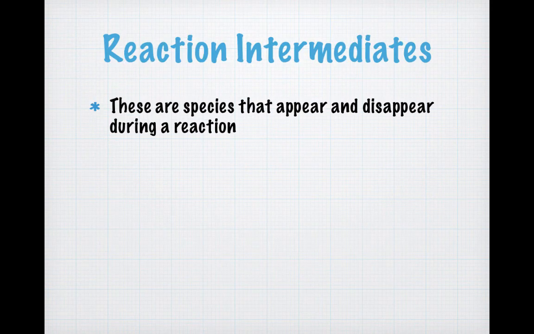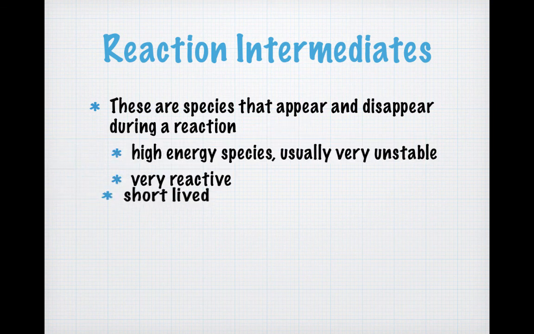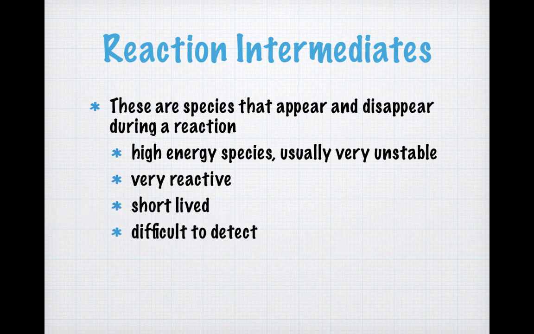Let's explore these reaction intermediates in a little bit more detail here. These are species, as we saw, that appear first in a mechanism and then they disappear. So they're generally a very high energy species. Usually that means that they're going to be very unstable. Species that are unstable tend to be very reactive. Because they're very reactive, they react very quickly with other things in the reaction mixture, which makes them very short-lived. Because they're short-lived, they can be very difficult to detect.